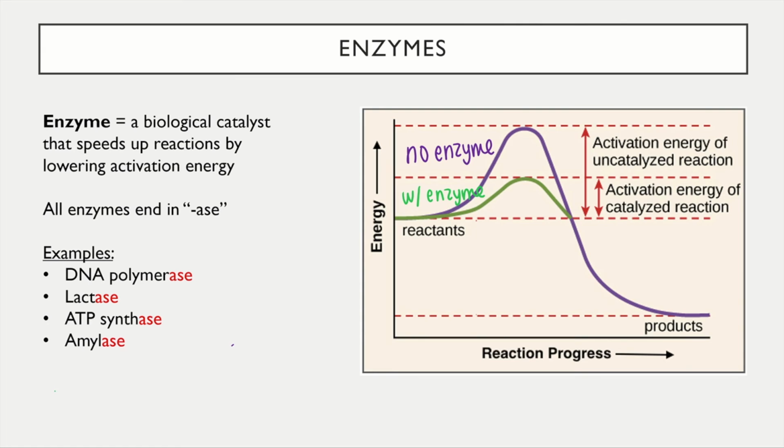ATP synthase is an enzyme that produces ATP, and the name itself kind of tells us this. So the synth here tells us synthesizing. So ATP synthase makes ATP. And lastly, we have amylase here. So this is an enzyme that's actually found in your saliva, and it helps break down complex carbohydrates. So this helps start the process of digestion. And overall, enzymes are really important because they speed up the chemical reactions in the body.